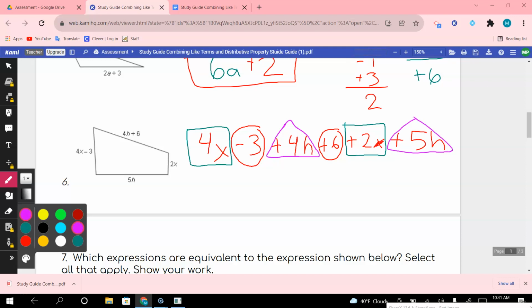Okay, so we're going to put together our like terms. We're putting together the same shapes. So h comes before x, so let's start with our h's. Our coefficients are positive 4 and positive 5. Same signs we add, keep that sign, so positive 9h. Then our x's, so we have positive 4 and positive 2. Same sign, add. We get a positive 6, so we're going to do plus 6x.